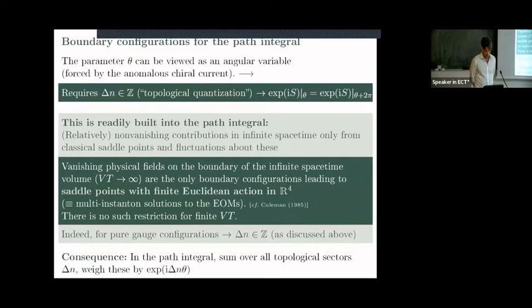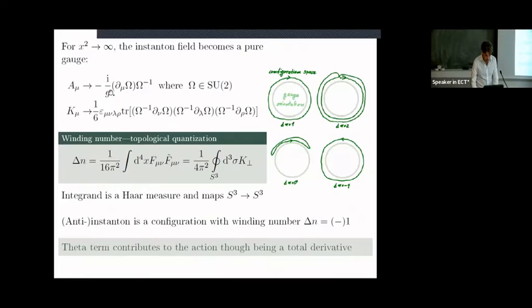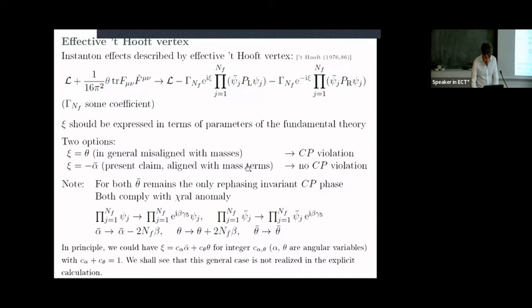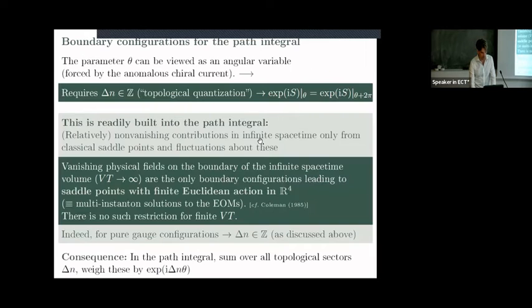But first of all, since theta can be viewed as an angular variable, we have to require that this is an integer, because here you can see it. If you exponentiate this with a factor of i, you need to have this 1/16π² F F-tilde be an integer, so that theta behaves as an angular variable. So do we have to put this in by hand? Well, fortunately not. This is already built into the path integral.